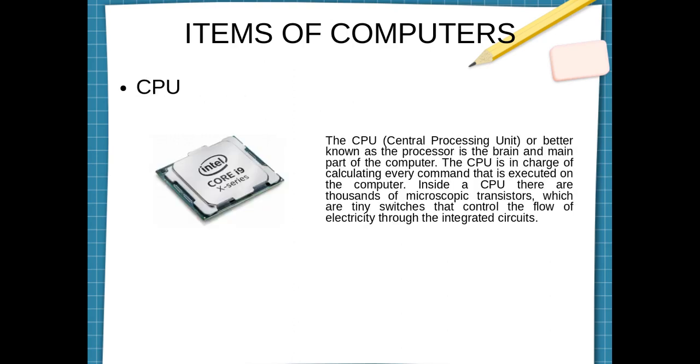Okay, next is CPU. What is CPU? CPU is Central Processing Unit, or better known as the processor. The processor is the brain and main part of the computer. The CPU is in charge of calculating every command that is executed on the computer. Inside the CPU, there are thousands of microscopic transistors, which are tiny switches that control the flow of electricity through the integrated circuit.